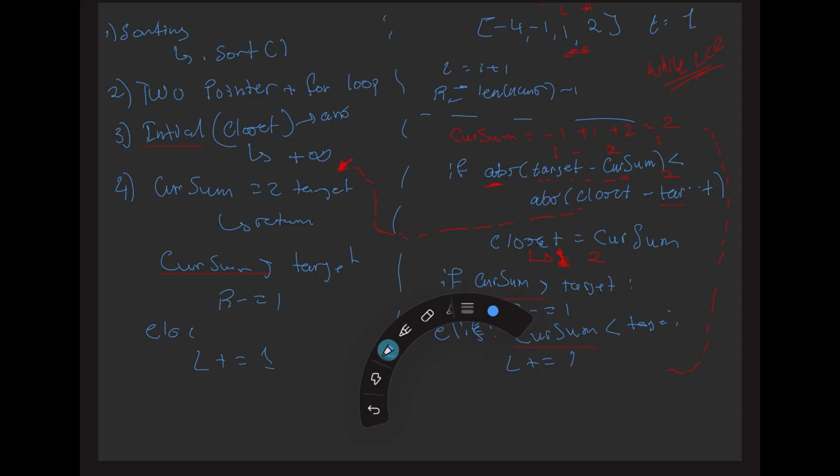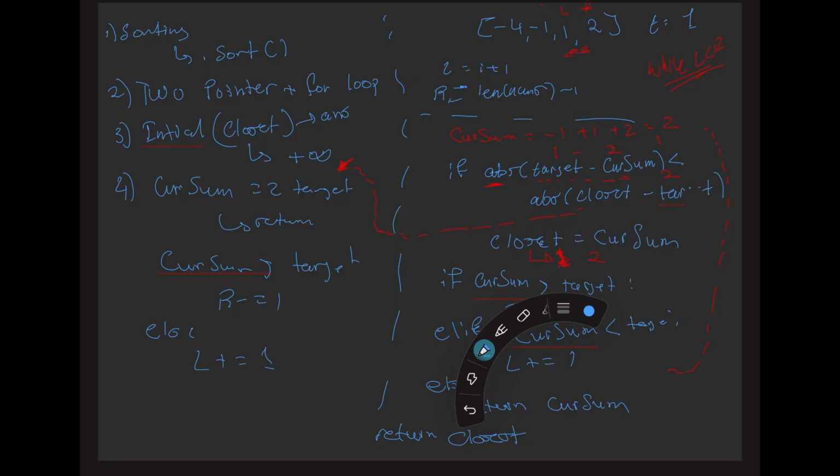So else, we would return current sum. Else, oh sorry, no, not else. Return closest. And this is basically our logic. I'm going to erase some stuff here. Oh no, not really.